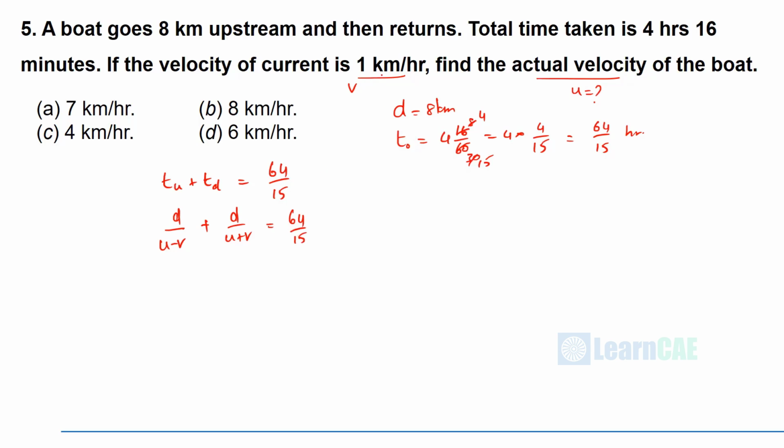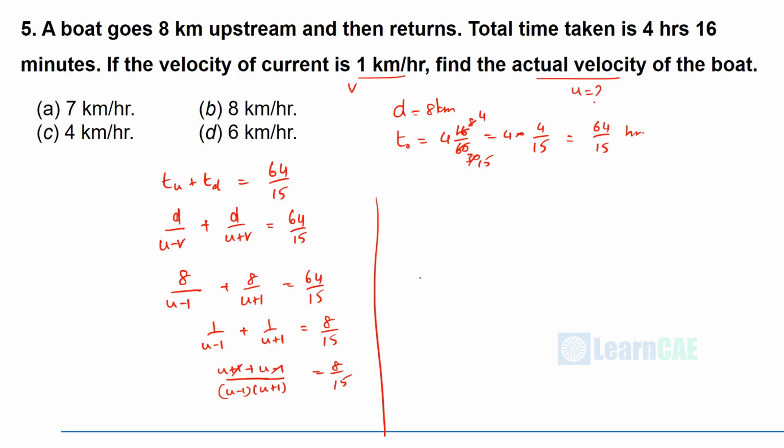They are saying V is 1 km per hour, and they are asking the actual velocity. D is given as 8 km. 8 by U minus 1 plus 8 by U plus 1 is equal to 64 by 15. We shall cancel 8 throughout. This will be 1 by U minus 1 plus 1 by U plus 1 is equal to 8 by 15. We shall take the common denominator, U minus 1 into U plus 1. Here the numerator will be U plus 1 plus U minus 1, equal to 8 by 15.